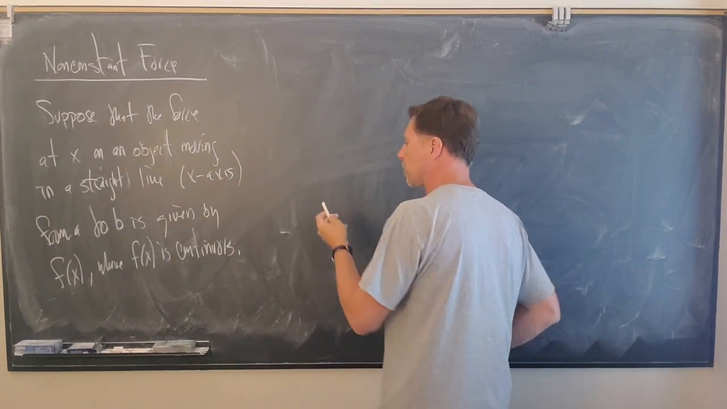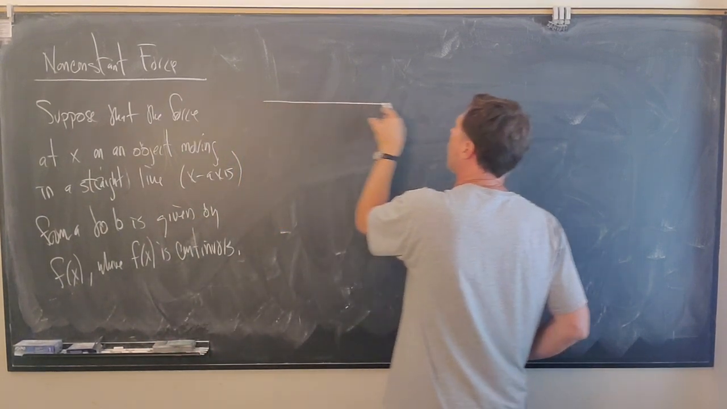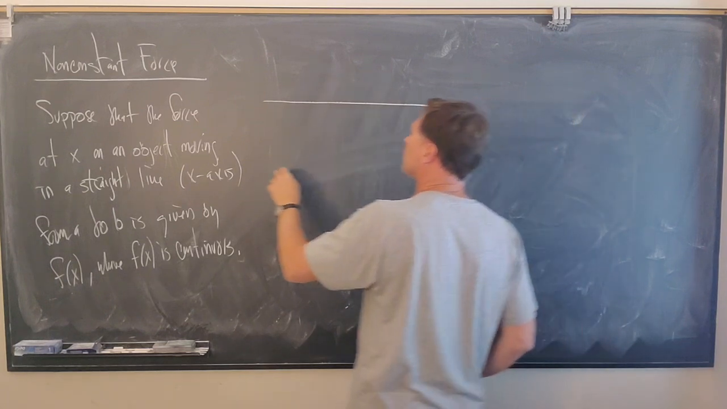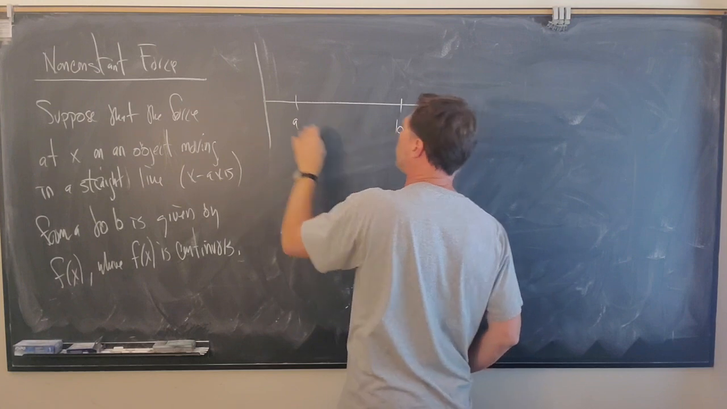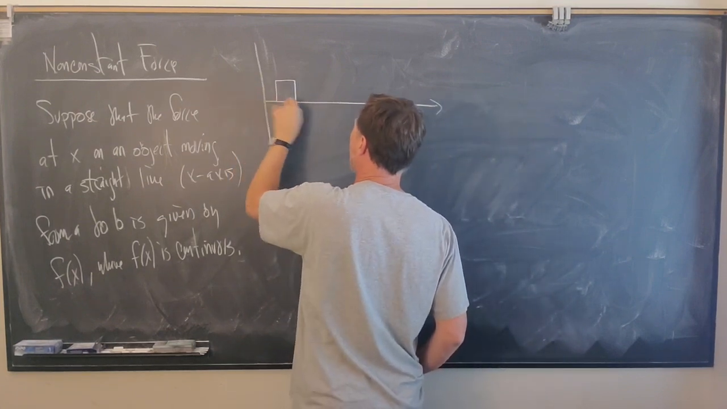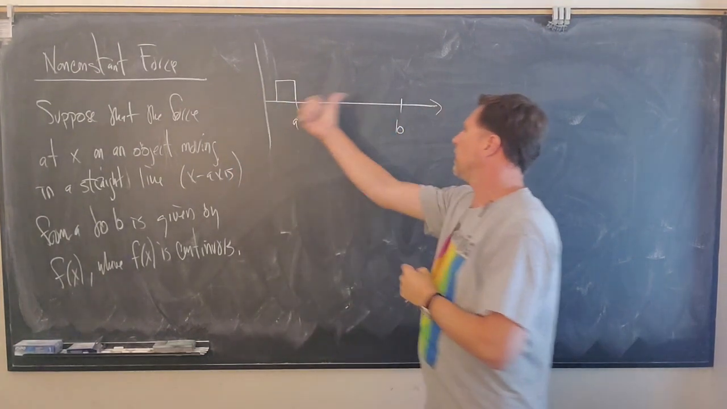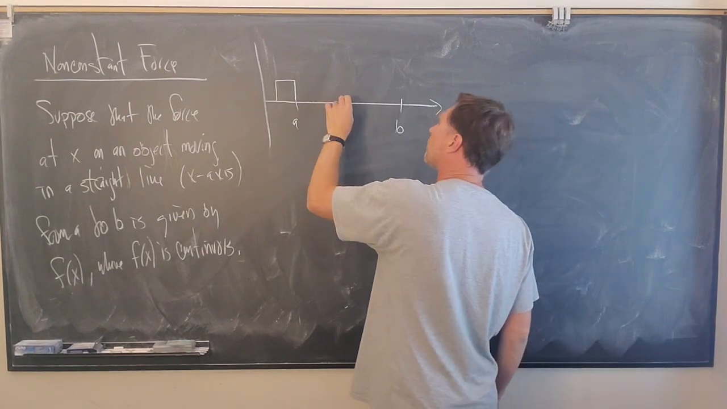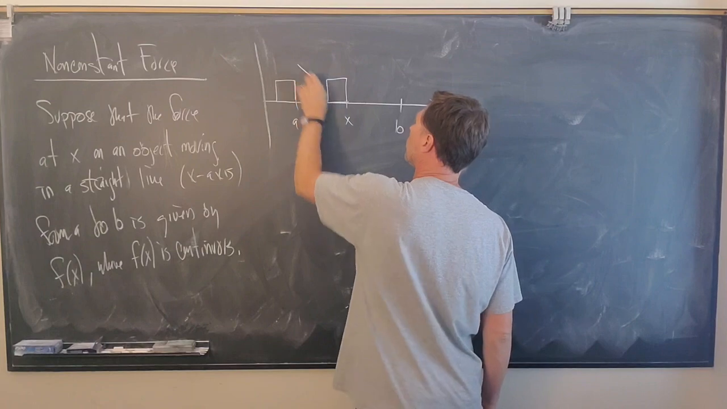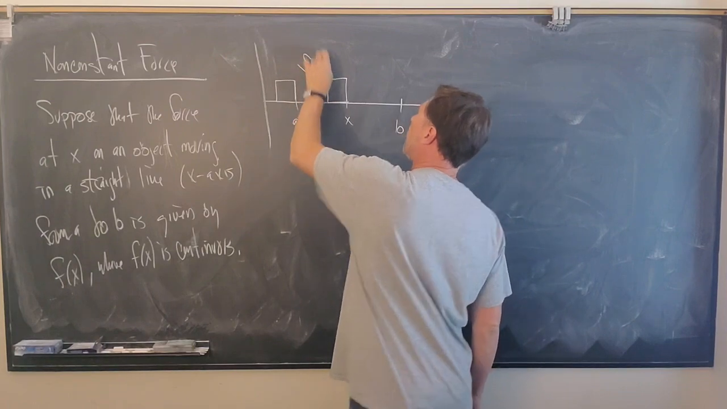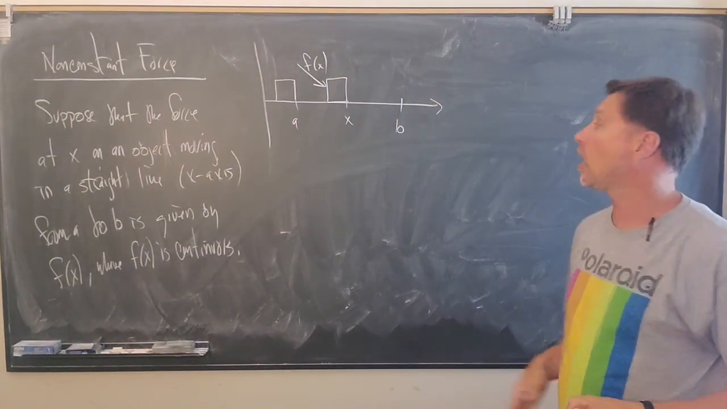So here's the picture. Here's our x-axis. We've got point A, we've got point B, and we've got some object moving in this straight line. And so at every point x, we've got a force f of x acting on that object.